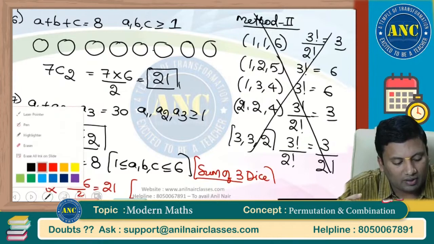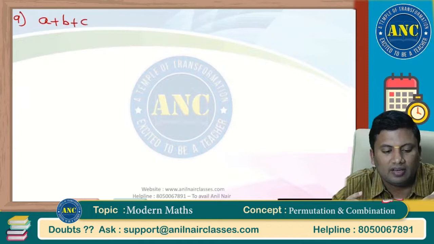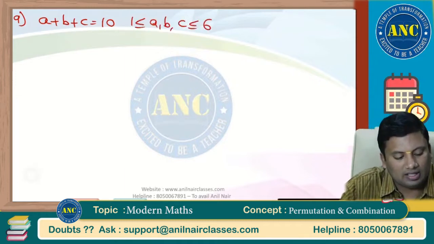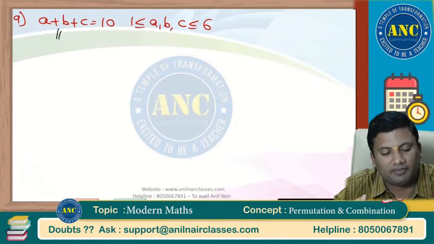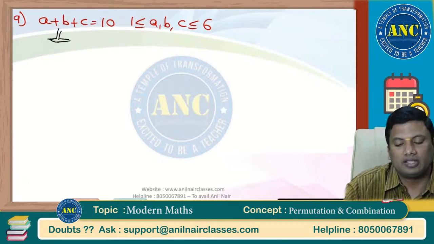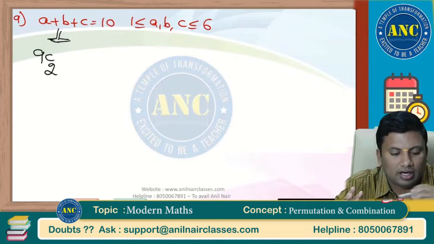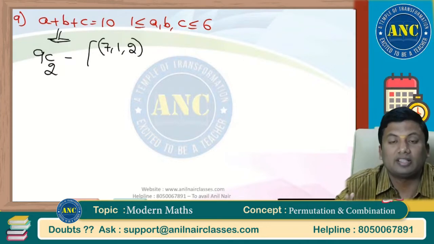Ninth question. Write down in the same order, sir. A plus B plus C is nothing but 10, with 1 less than or equal to A, B, C less than or equal to 6. What is the answer for this question? 10 gives 9C2, minus there are some cases that we have to eliminate. 7 comma 1 comma 2, the sum is nothing but 10.